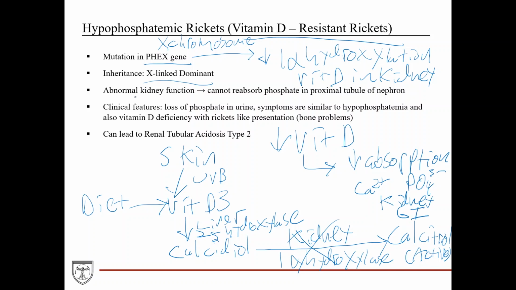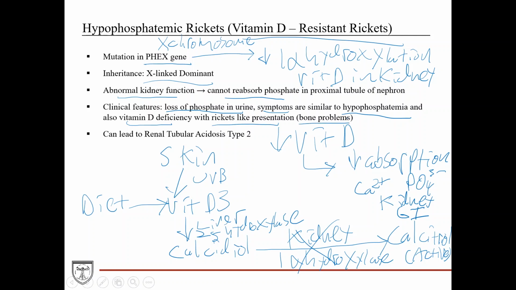Now let's go back to the text here. So we've said this already, abnormal kidney function. They cannot resorb phosphate in the proximal tubule of the nephron. If you're not reabsorbing phosphate in the nephron, you're going to lose it in the urine. So you're going to have a high phosphate content in the urine. And as a result of decreased calcium and phosphate, you're going to have symptoms that are similar to other types of hypophosphatemia and vitamin D deficiency. And so you're going to have rickets, and then as a result of that, you'll have bone problems.